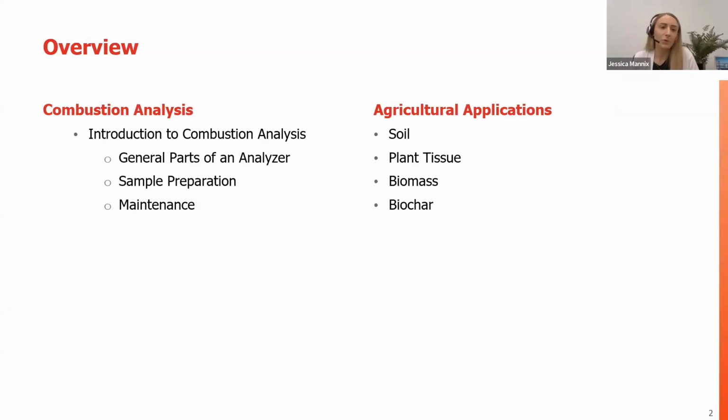As a basic overview, we'll do an introduction into combustion analysis. Speaking with Corey and the organization as a whole of Alta, we decided it'd be best to start more on the broad end for those of you who are not super familiar with elemental analysis, maybe have never used an elemental analyzer before. So we'll go into the general parts of an analyzer. We'll go over some sample preparation and touch on maintenance as well. And then the more interesting side of things for the organization, the agricultural applications, we'll take a look at some data and examples from soil, plant tissue, biomass, biochar, and even some fertilizer samples.